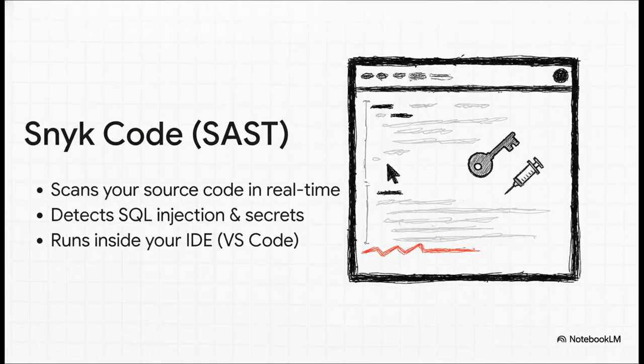Next, there's Snyk Code. This is what's called a SAST tool, which is for the code that you did write. Honestly, the best way to think about it is like a spell checker, but for security issues. It scans your code as you're typing, right inside your code editor like VS Code, and it catches really dangerous stuff like SQL injection flaws, or if you accidentally left a password in your code.